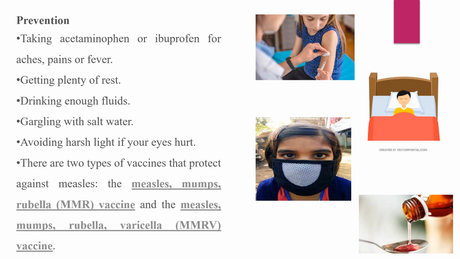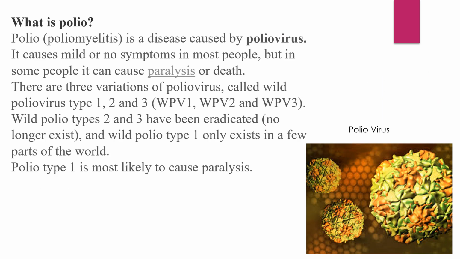So these are some of the preventive methods by which you can stop spreading the infection from person to person or through the air. So I think this is a clear picture for you of measles. Next, we're going to talk about polio. Polio is also called poliomyelitis. Before, this disease was very famous, and you could mostly see people with polio on the street side.